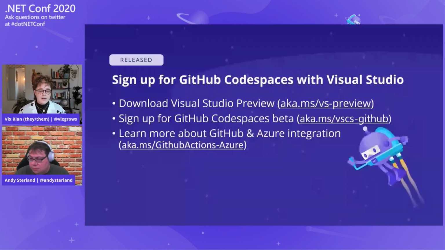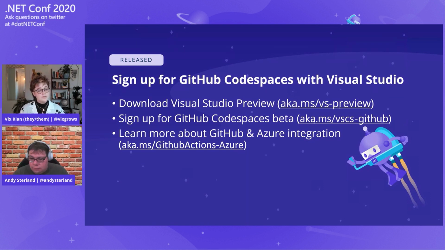Cool. Okay, let's pull back up that slide and let's look at some of our calls to action for code spaces. So to sign up for GitHub Codespaces with Visual Studio, like we mentioned, it is in beta. If you go and try it out, there will be things that shift and change. We are definitely taking all types of feedback from folks. So you'll want to download Visual Studio Preview, and there's a link to it there. You want to sign up for the GitHub Codespaces beta, and then we will add you to that access.